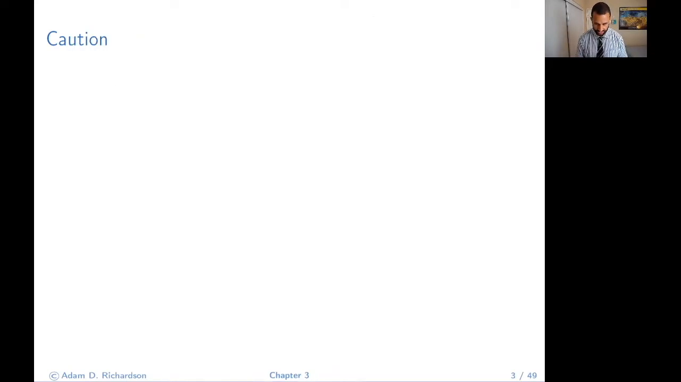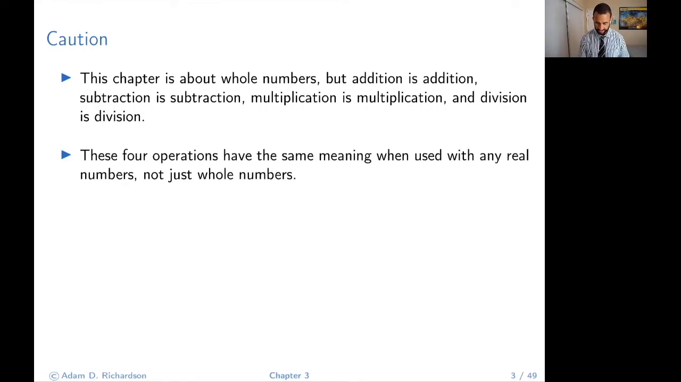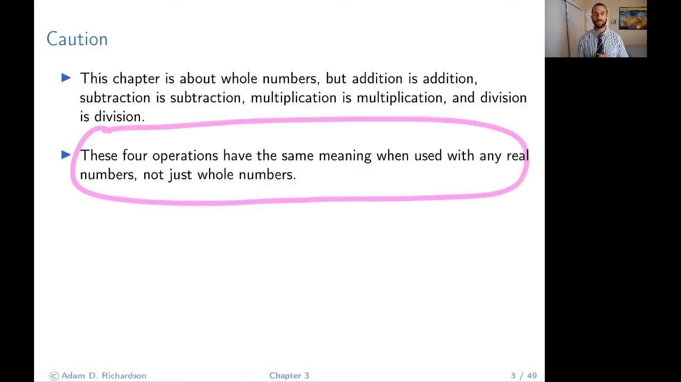Okay, so general ideas. Now, a little bit of a word of caution, and you'll hear me say this a lot. This chapter is about whole numbers, but addition is addition, subtraction is subtraction, multiplication is multiplication, and division is division. Those operations do not change if the numbers change. These four operations have the same meaning when used with any real numbers, not just whole numbers.